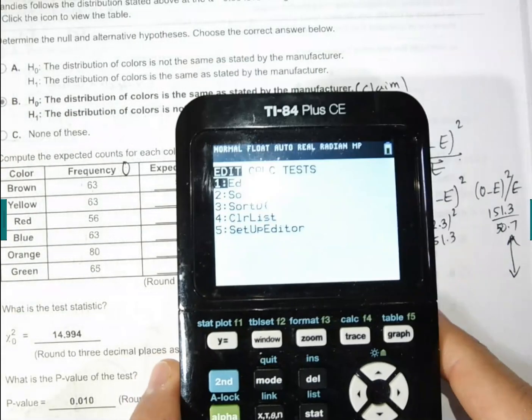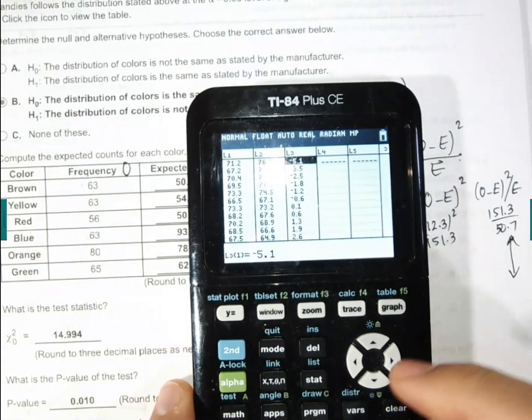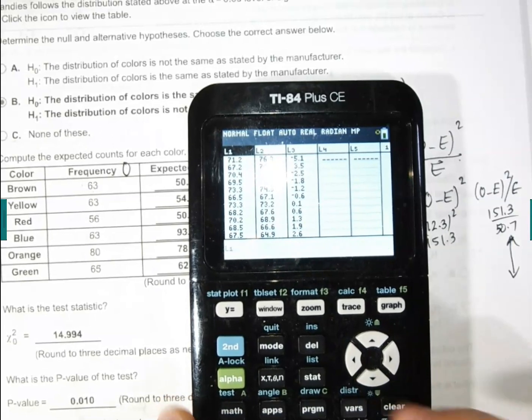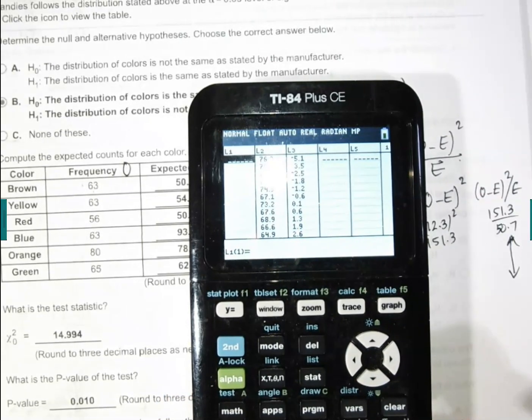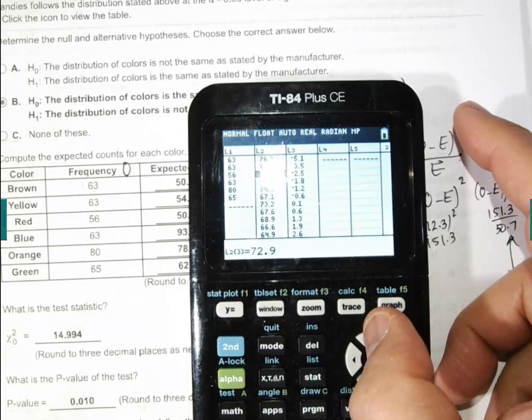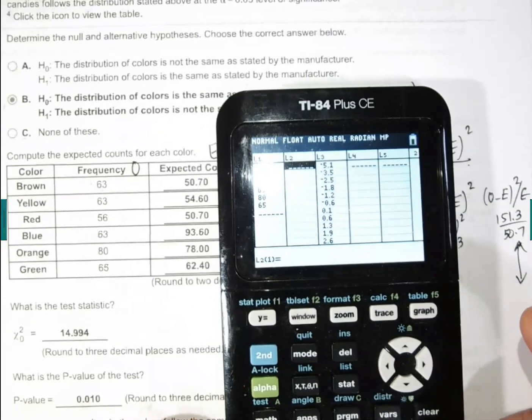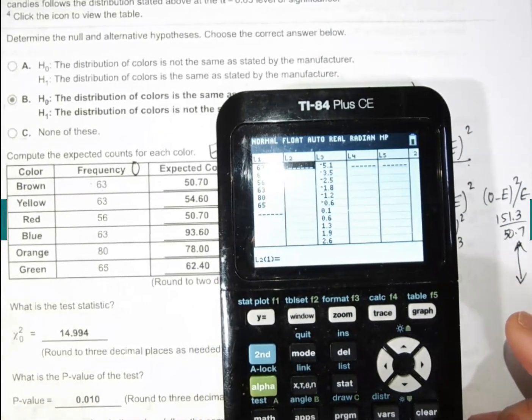So watch. You go to Stat, Edit, you enter the observed values in L1. So watch very carefully here. So these 63, it's very easy. 63, 56, 63, 80, 65. And since he only wants the test statistic here, he's not asking you to show the work, so I could use the calculator, no problem. The expected values, guys, you have to do that by hand.